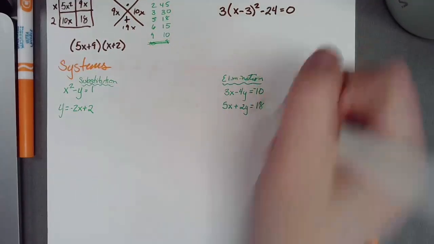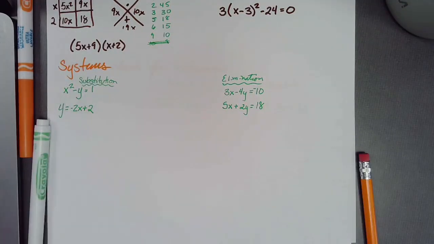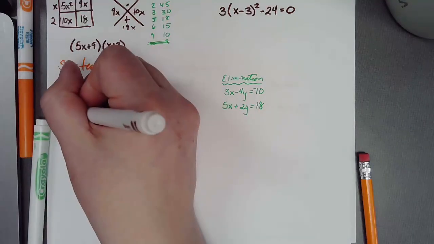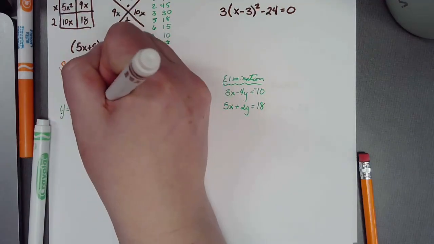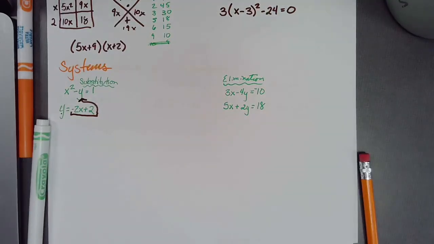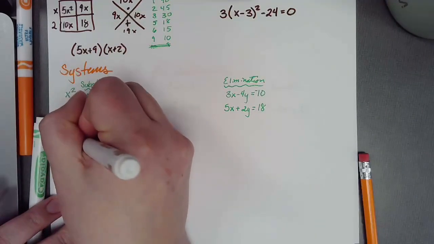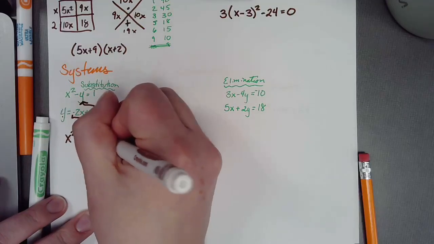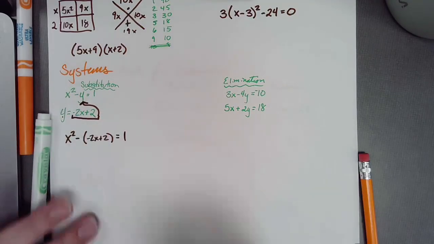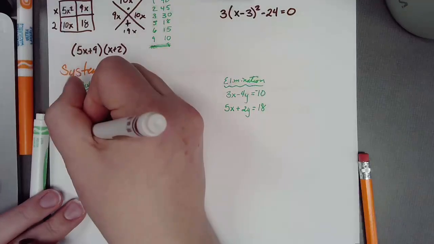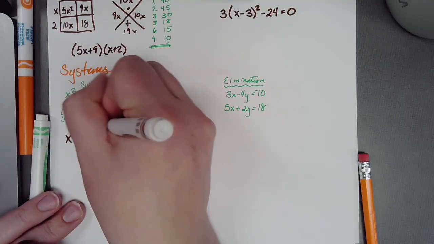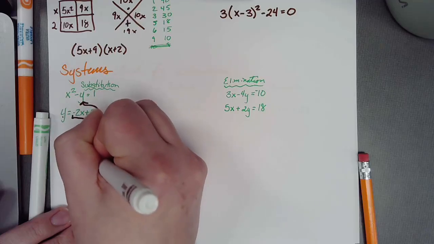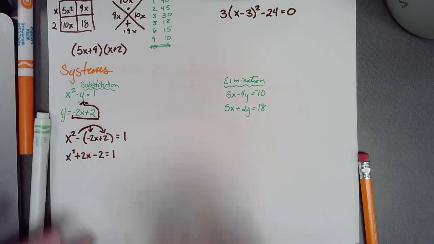Keep in mind, substitution is the idea of plugging one system into another. So I see that this equation is set up so that y is by itself. So what that tells me is I'm going to take this and put it in the place of the y up here. So I get x squared minus, because x squared minus, negative 2x plus 2 equals 1. Back in our Algebra 1 days, we talked about how you distribute this negative sign. So x squared plus 2x minus 2 equals 1.